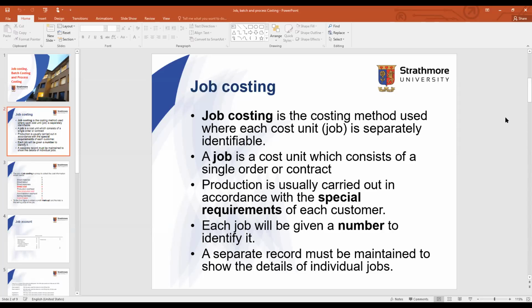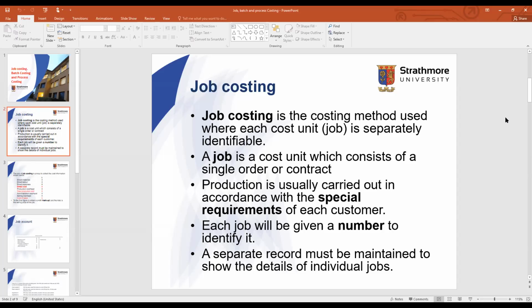So a job is a cost unit which consists of a single order or contract. It is the customer who is going to tell you, hey, I want you to supply me with ABC, I want you to construct A, B, C, and D. We as company A want to build our own offices, so you as a constructor, give us a quotation. By them asking you for a quotation on how much it will cost, you're doing job costing.